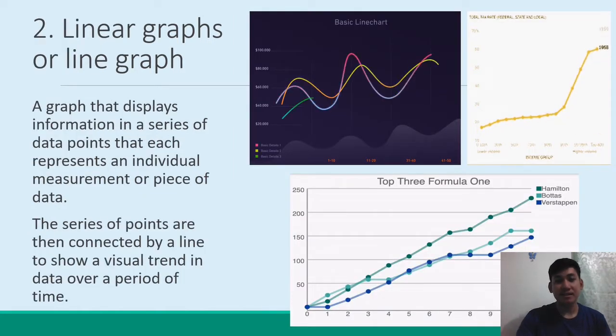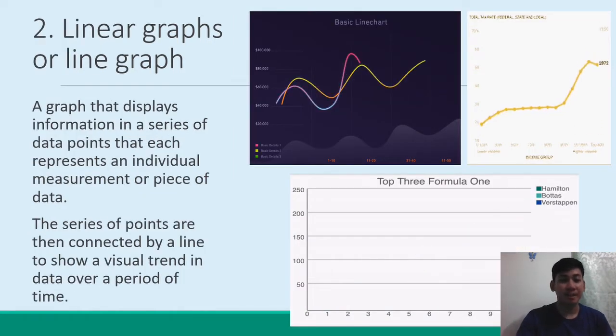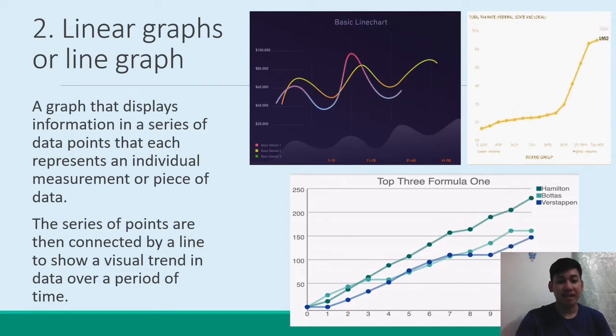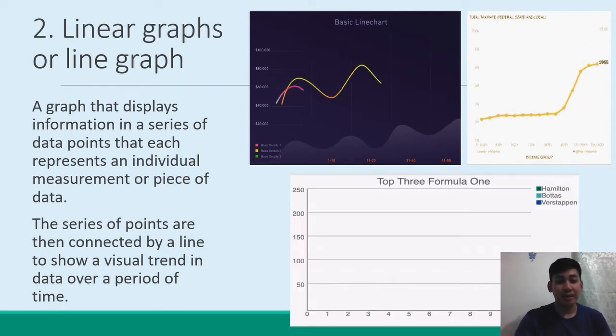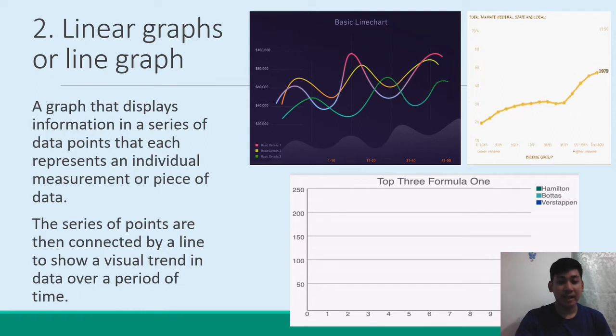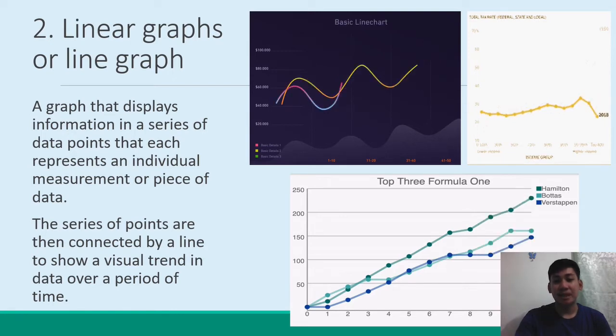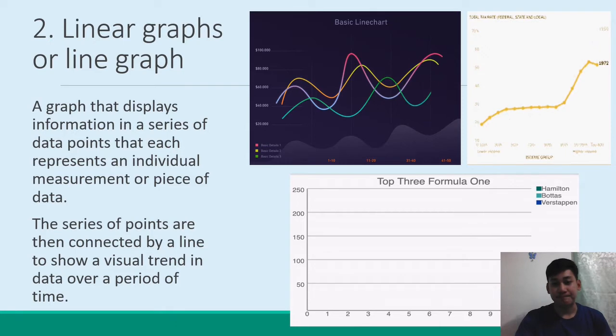Next is linear graphs or line graph. A graph that displays information in a series of data points that each represents an individual measurement or piece of data. The series of points are then connected by a line to show a visual trend in data over a period of time. So as you can see, the picture, those are examples of a linear graphs or line graph. So may mga points siya.